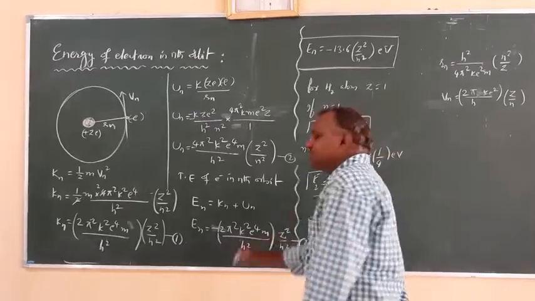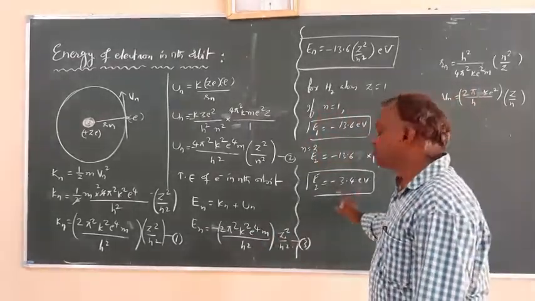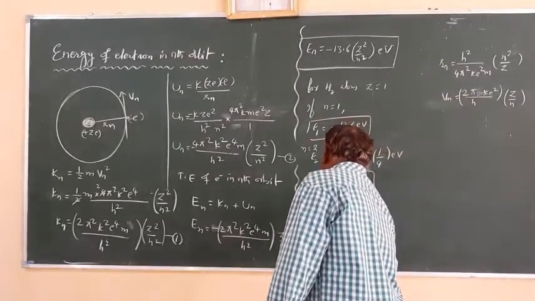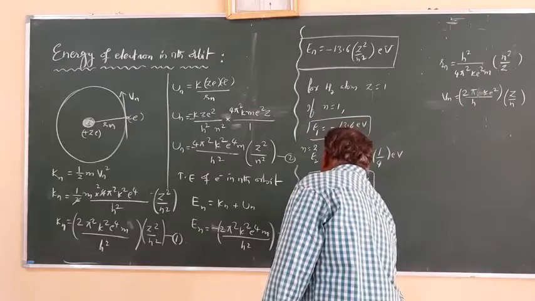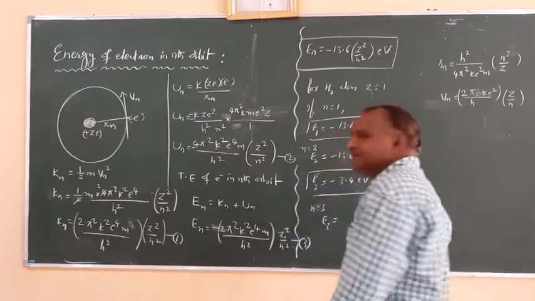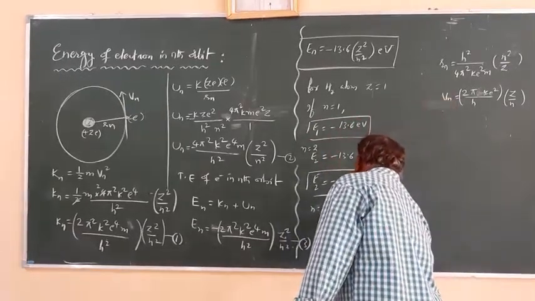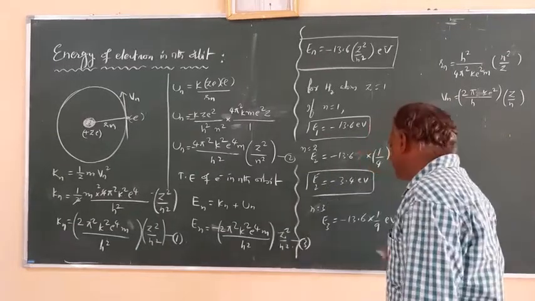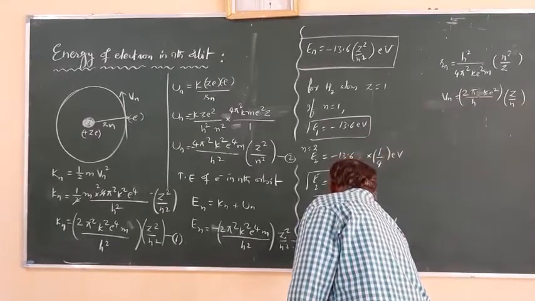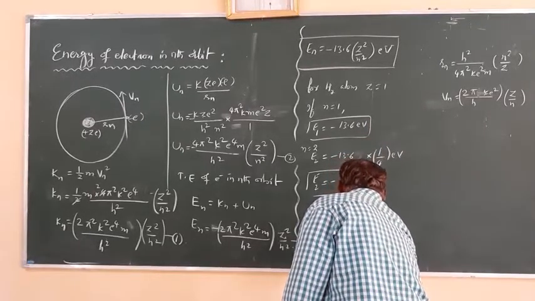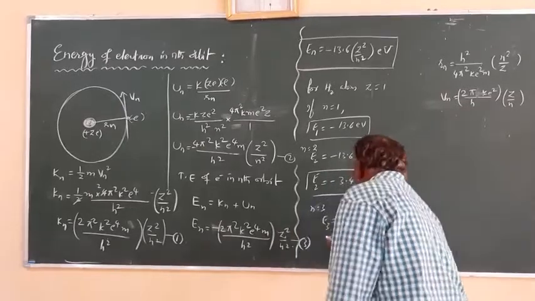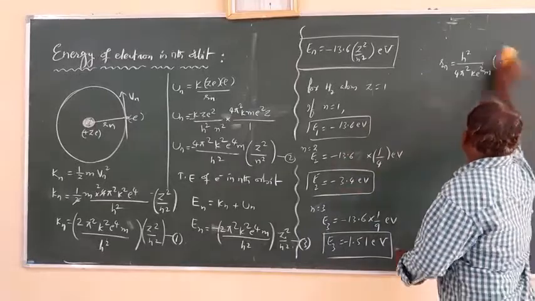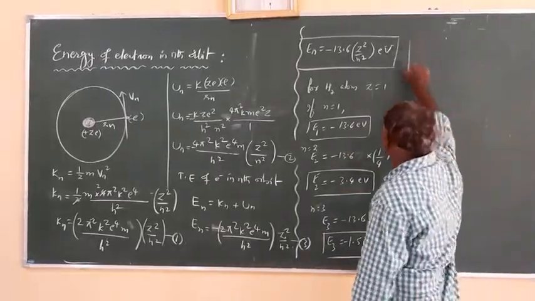The energy of the electron in the second orbit of a hydrogen atom is minus 3.4 electron volts. Similarly, E3, that is for n is equal to 3, will become minus 13.6 into 1 by 9 electron volts. If you simplify this, E3 is equal to minus 1.51 electron volts. So this is the electron energy in the third orbit of a hydrogen atom. Like this you can calculate, let it be up to 4 or 5.